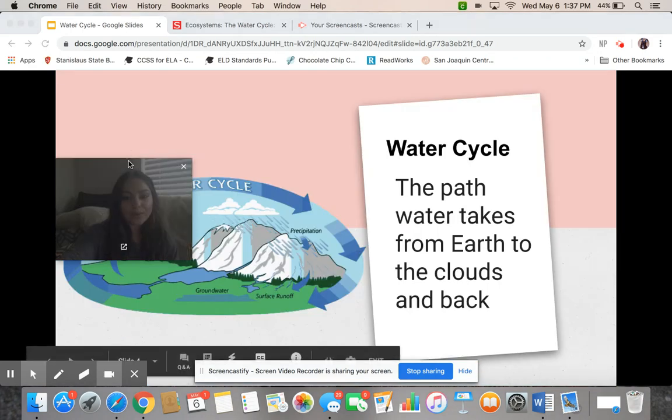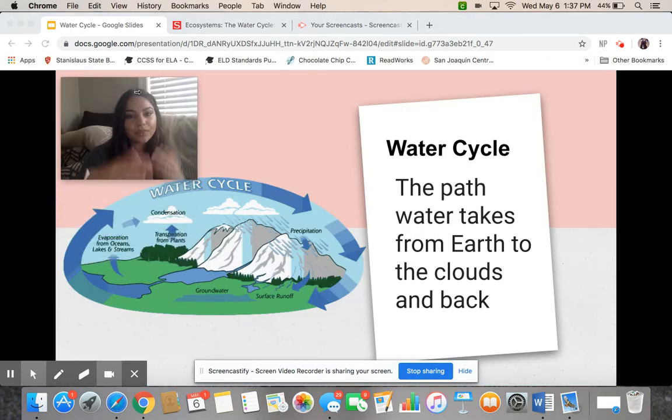So let's start with our first term, the water cycle. The path water takes from Earth to the clouds and back. As we saw in the video, this is a pattern. So it's going up and down and all around. It happens over and over and over again, and this is going to be the whole process that we're going to be learning today during this lesson.